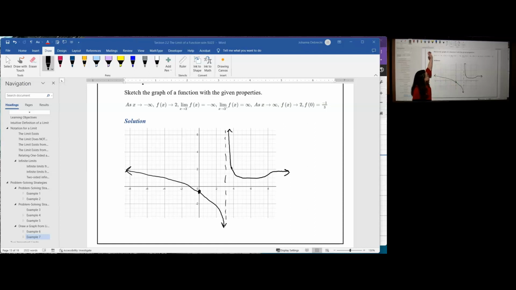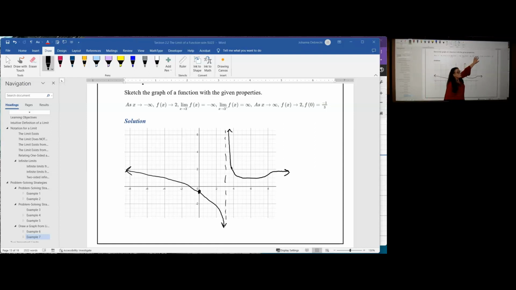Then the next piece is that as f of x approaches 3 from the left, it goes to negative infinity. But as it approaches 3 from the right, it goes to positive infinity. So at 3, I must have a vertical asymptote. From the left, it goes down forever, and from the right, it goes up forever.